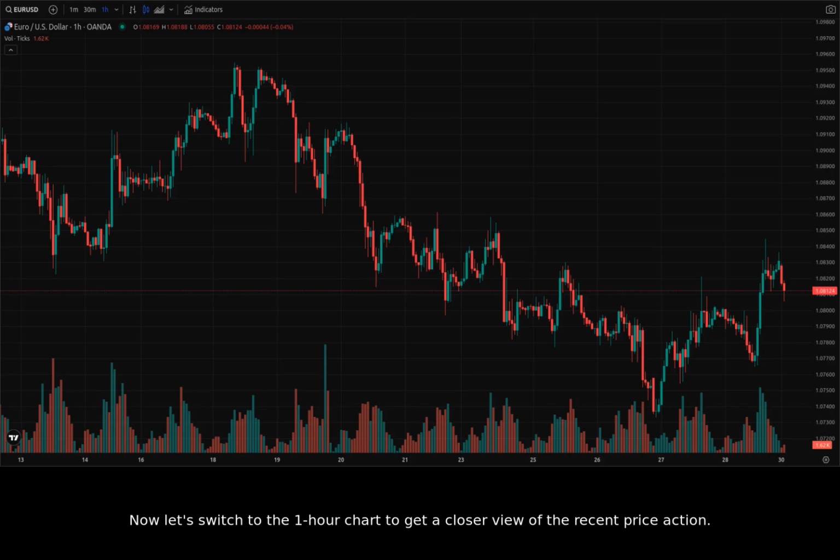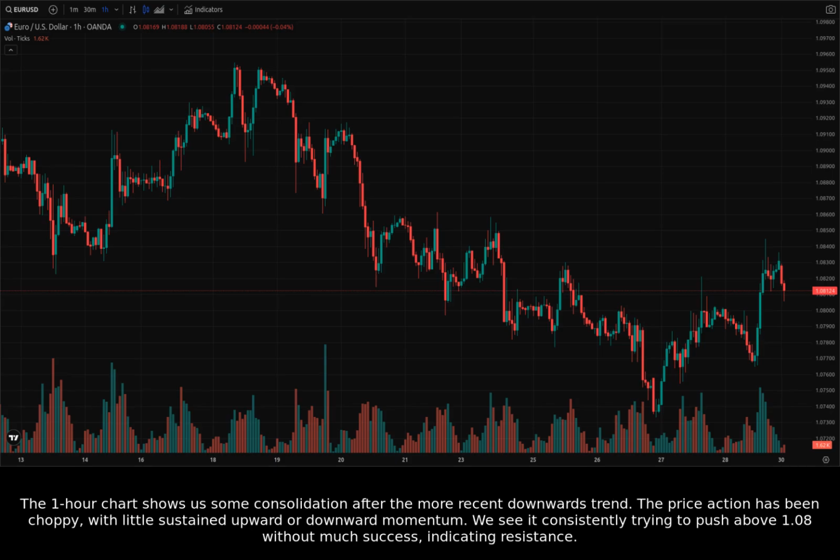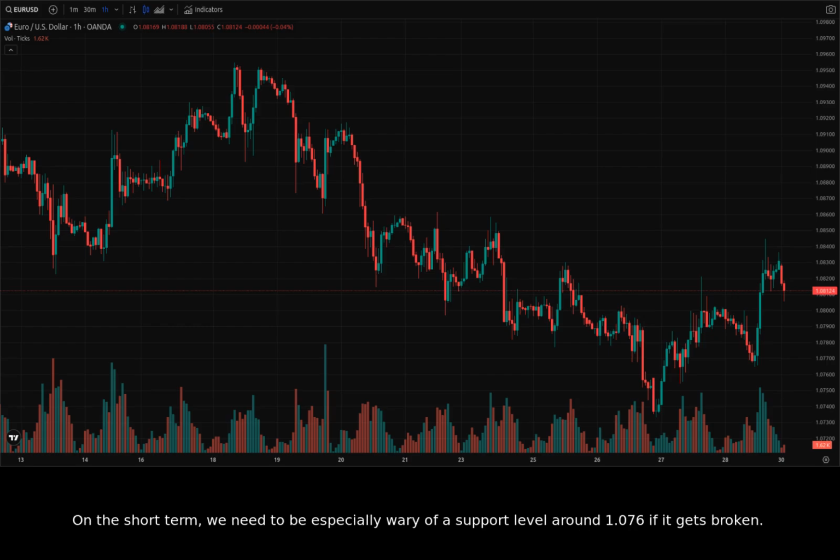Now let's switch to the one-hour chart to get a closer view of the recent price action. The one-hour chart shows us some consolidation after the more recent downwards trend. The price action has been choppy, with little sustained upward or downward momentum. We see it consistently trying to push above 1.08 without much success, indicating resistance. On the short term, we need to be especially wary of a support level around 1.076 if it gets broken.